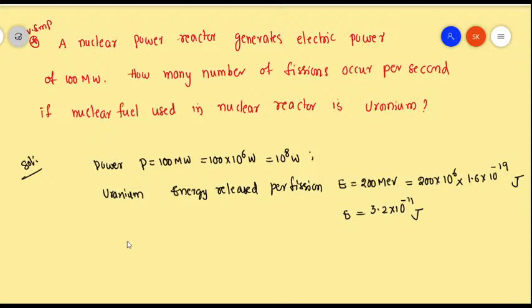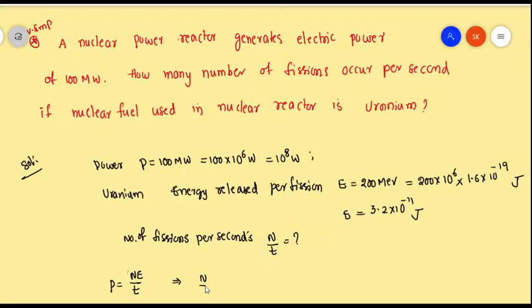Then what is our question? The number of fissions per second we have to find out. How many fissions take place in 1 second? That is nothing but N by T. What is the formula for the power? Power is equal to energy by time. Energy in one fission is E. N fissions energy is N E. Time is T. Power equals energy by time.